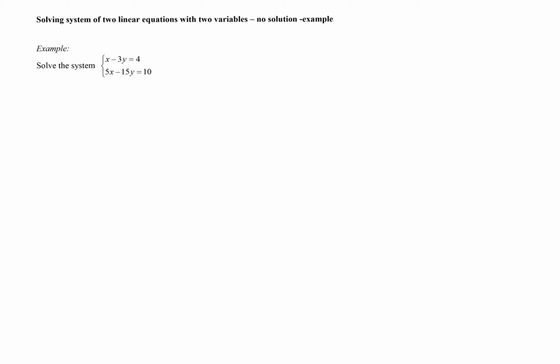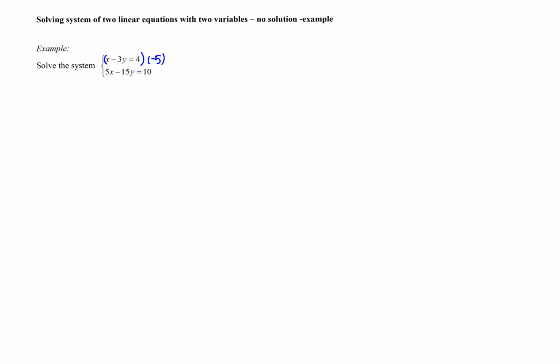In this example, we want to solve the system where the first equation is x minus 3y equals 4 and the second equation is 5x minus 15y equals 10. So we'll use elimination to do so. We'll multiply the first equation by negative 5 to match the coefficients of x.